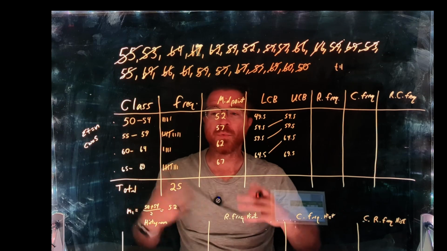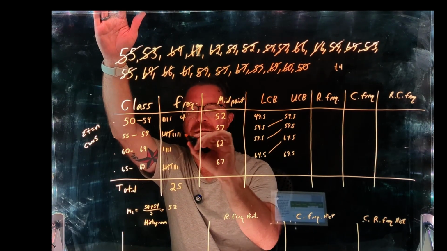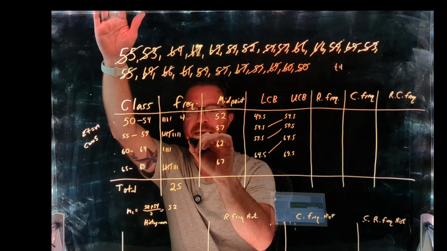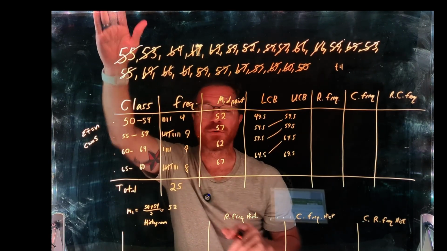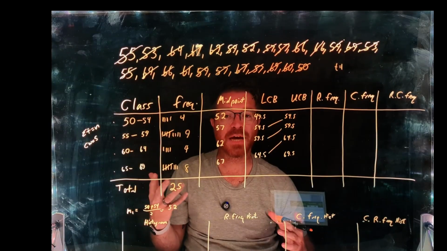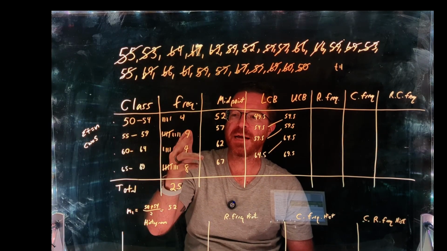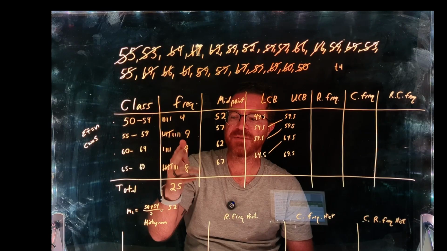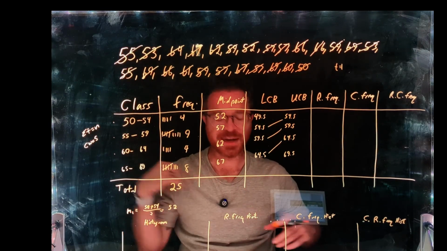So now I'm just going to write down what these different frequencies are. So in this case, this one is 4, this one is 9, this one is 4, and this one is 8. And of course, I want to double check that they add up to 25 because I know there should be 25 total data points from the problem. So 4 plus 9 is 13, plus 4 is 17, 17 plus 8 equals 25. Okay, good. We're on the right track.